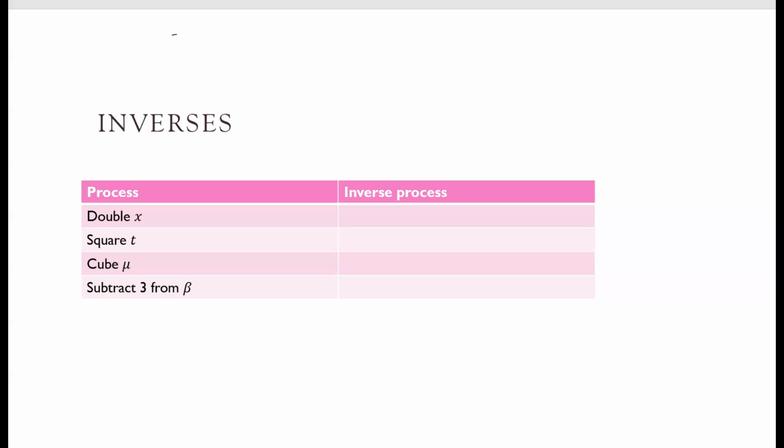Okay, any function then is going to have an inverse. Not quite true, but as far as you're concerned in this course, yes, it is true. The inverse of a relation or a function is the process that reverses the process of the original function. So if we have the function that says double x, then the inverse would be half x.